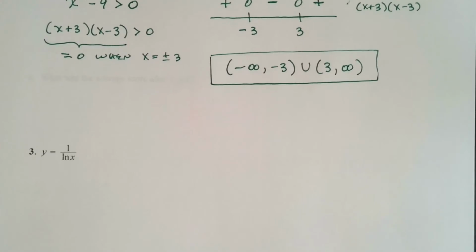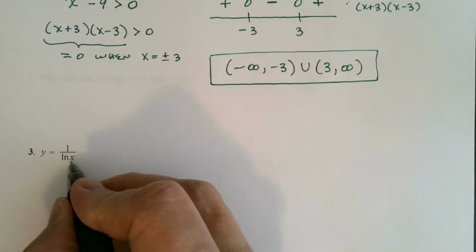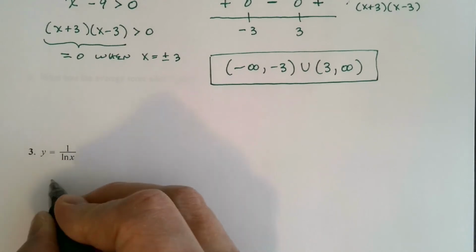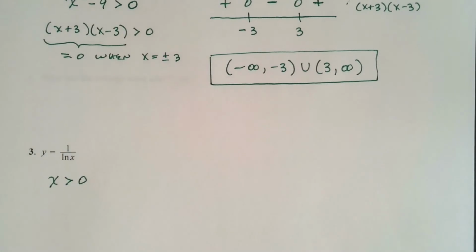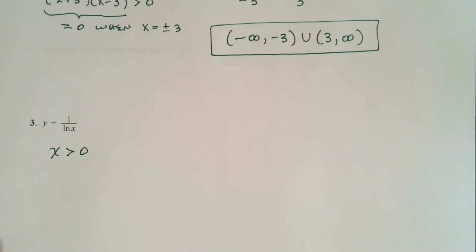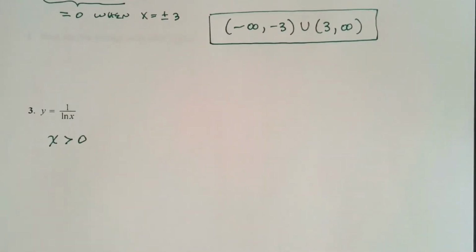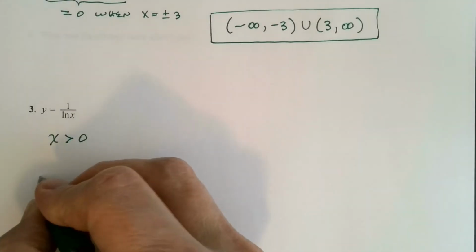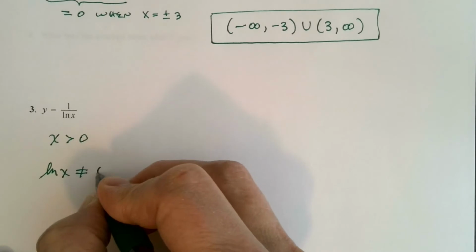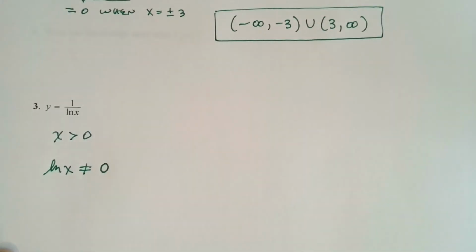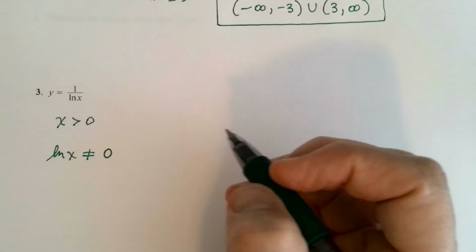Alright, what about this one? This looks pretty simple. Just natural log of x down here. Well, right off the bat, what do I know? Natural log of x, I know that x must be greater than 0, because what I'm plugging into the log function has to be greater than 0. But there's something else. Since I'm dividing by the natural log of x, the natural log of x itself cannot be 0. I can't divide by 0. 1 divided by 0 is undefined.